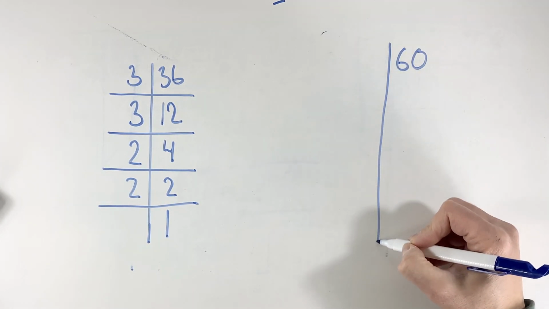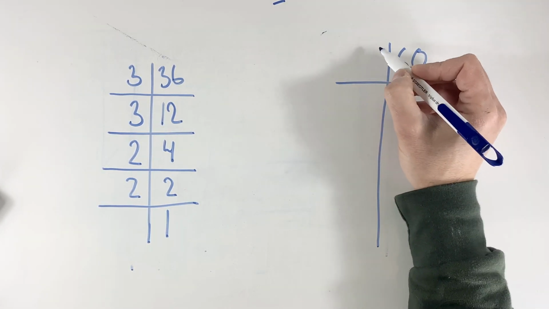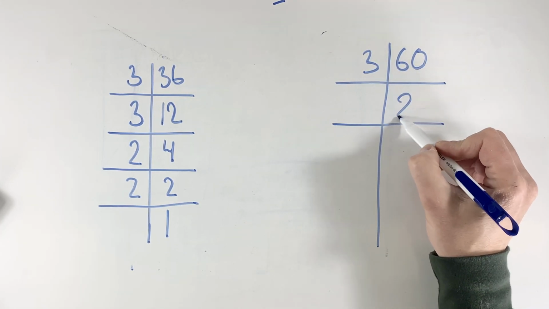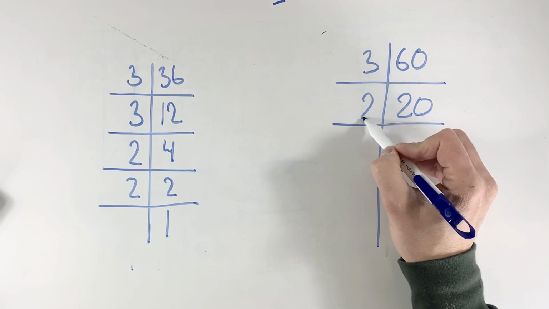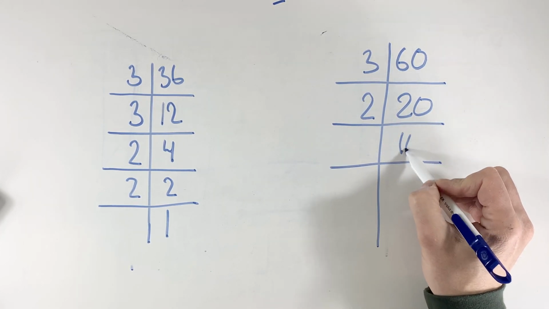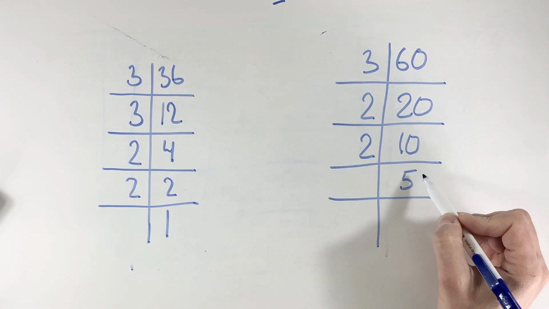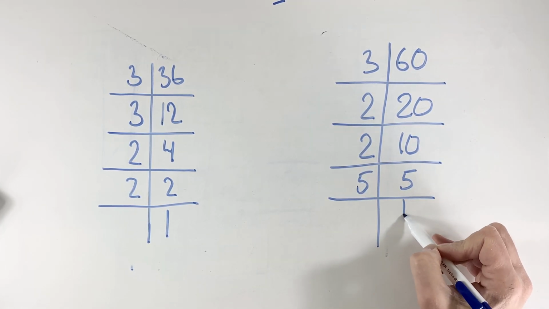Same thing for 60. Prime factor here is going to be 3. 60 divided by 3 is 20. 20 divided by 2 is 10. 10 divided by 2 is 5. 5 divided by 5 is 1.